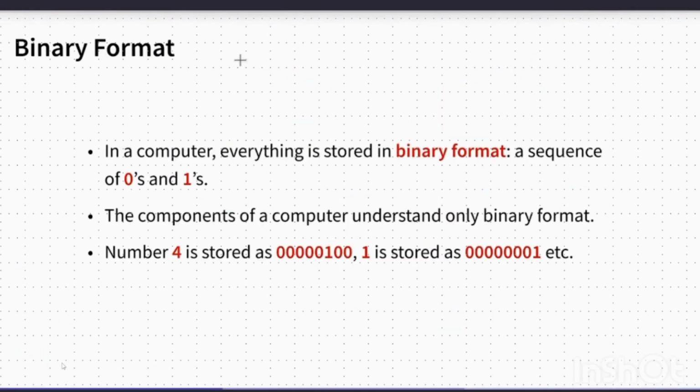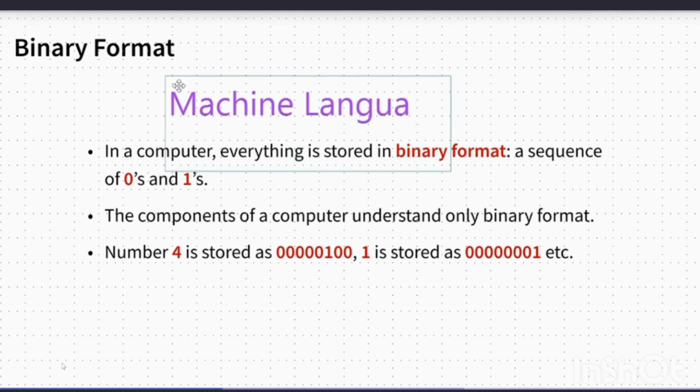A computer knows only one language, and that language is called machine language, that is the binary language. It consists of simply zeros and ones. In a computer, everything is stored in binary form, a sequence of zeros and ones, and it can only understand a binary format. For example, number 4 is stored as 00000100 and 1 is stored in this way.